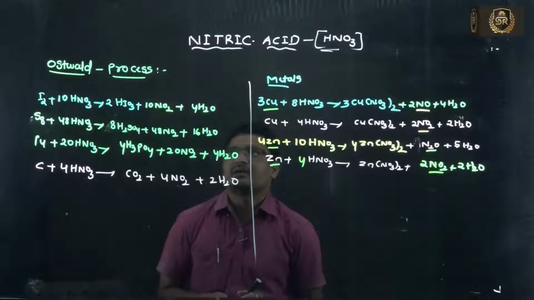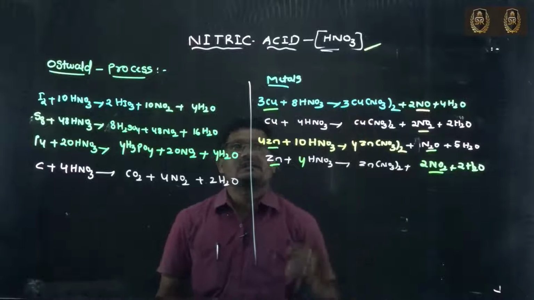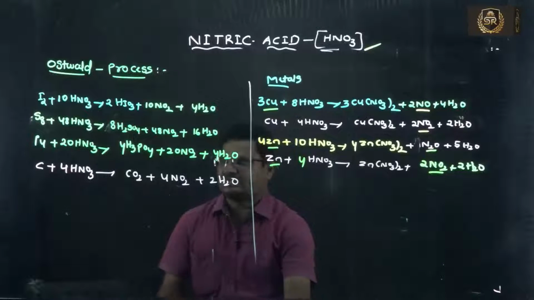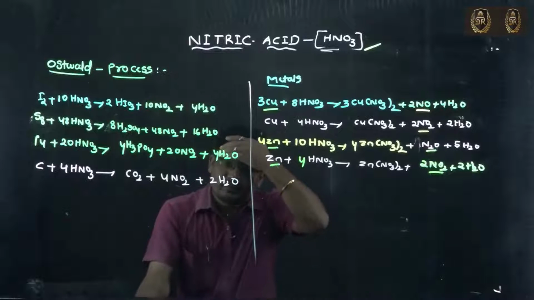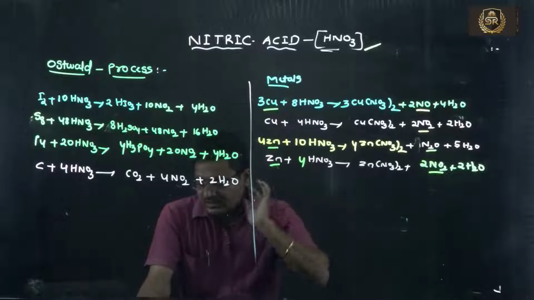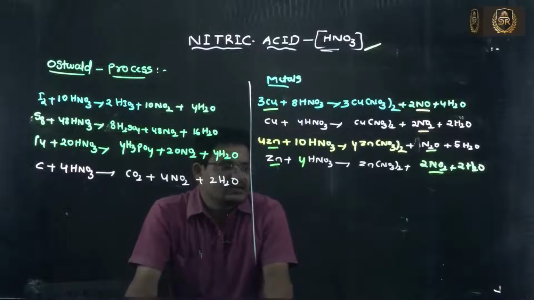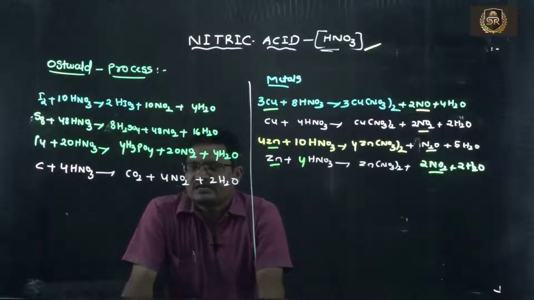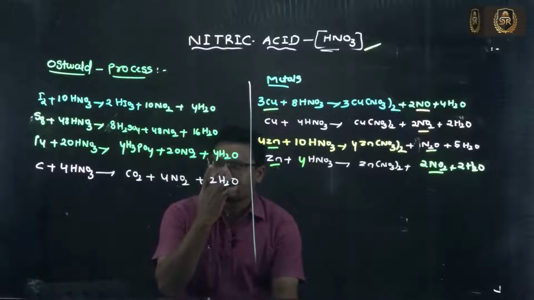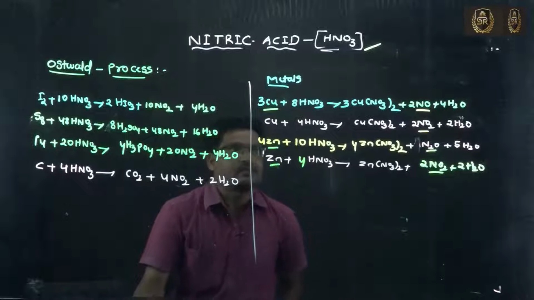What is that compound that reacts with metal? This is completely nitric acid. What is nitric acid? Its formula is HNO3. How is nitric acid prepared? Sodium nitrate reacts with sulfuric acid to form nitric acid. Nitric acid can be prepared by two processes: the Ostwald process and the Birkeland-Eyde process.